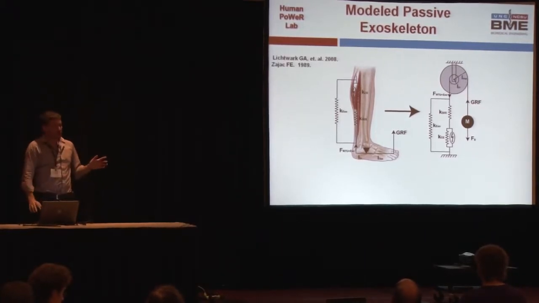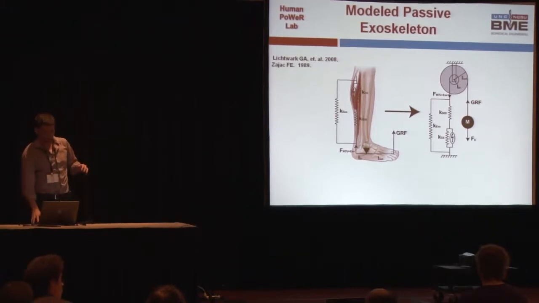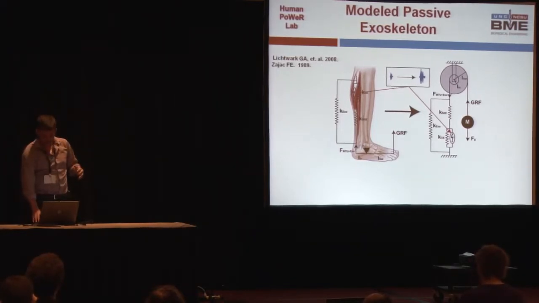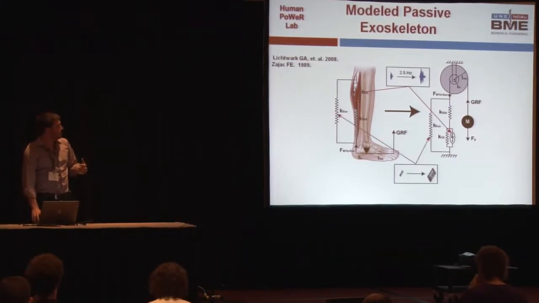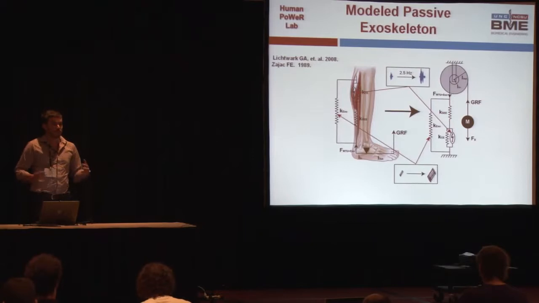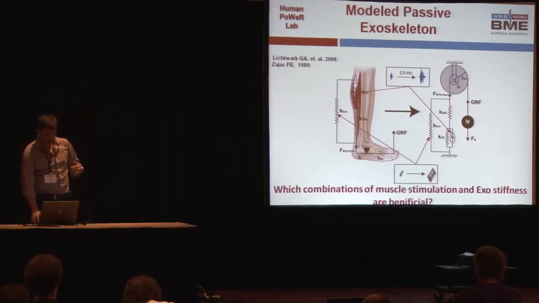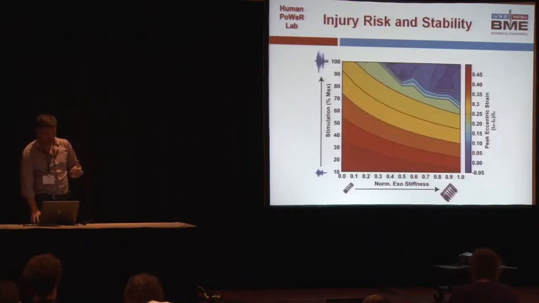All the parameters in this model are based off of recorded measurements from humans. There are two parameters we're varying here. The first is the activation of the muscle. How can we alter the neural control strategy to best utilize the device? We're doing this at a fixed frequency of 2.5 hertz. The second thing we can control is the spring stiffness. So what's the optimal stiffness of the device? And which combinations of muscle stimulation and exoskeleton stiffness are actually beneficial?